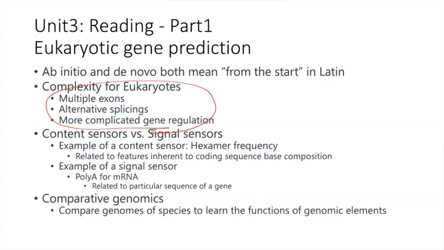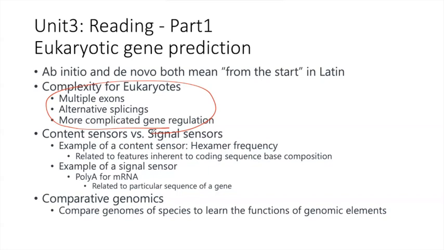So that's why I introduced the content sensor and signal sensor concepts. But in reality, you don't need to worry because those concepts are incorporated into the software. You just apply the input file, and then you get the gene prediction result. But some software use the signal sensor concept more heavily, and some software use the content sensor to do the gene prediction.